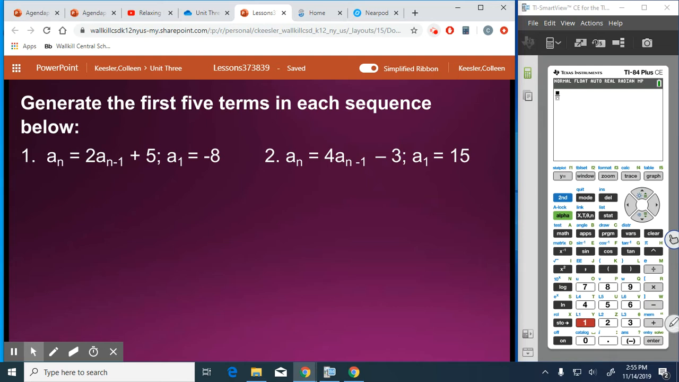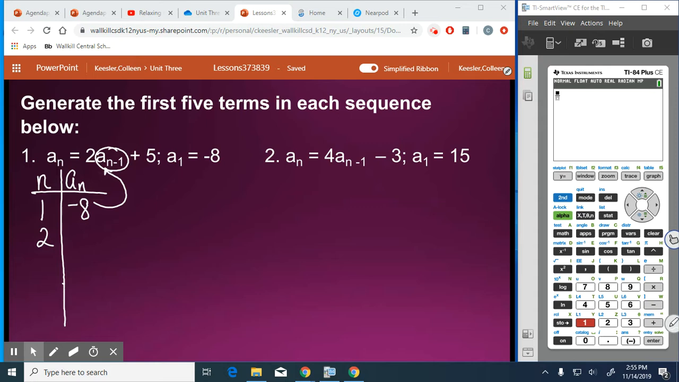So taking a look at this first one, they tell us that the first term is -8. So I'm going to set up a little table where I have n and a of n, and I know the first term is -8. So now I have to take the previous term, -8, and replace it with a of n minus 1 in the equation to get the second term. So I'm going to do 2 times -8 plus 5, which is -16 plus 5, which hopefully you know is -11. So that makes the second term -11.